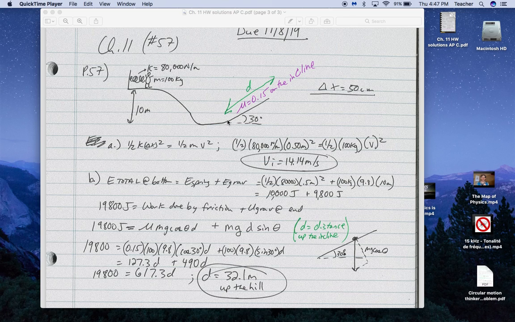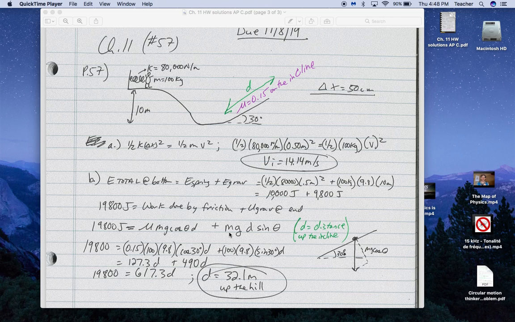So therefore, we're going to transfer that to heat, caused by friction, and back up to gravitational potential energy. So the work done by friction is mu mg cos theta d. In other words, that distance up the incline is d, and the frictional force is this. So mg cos theta is the normal force, and the coefficient of friction multiplied by that gives us the frictional force.